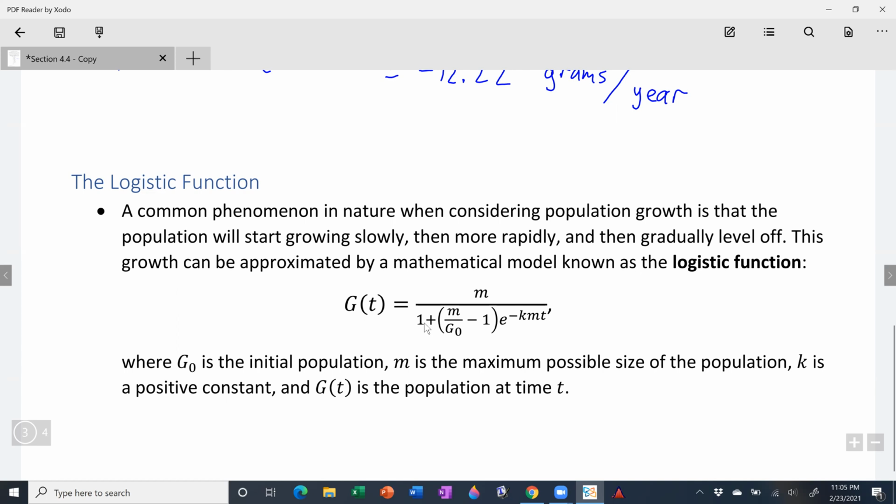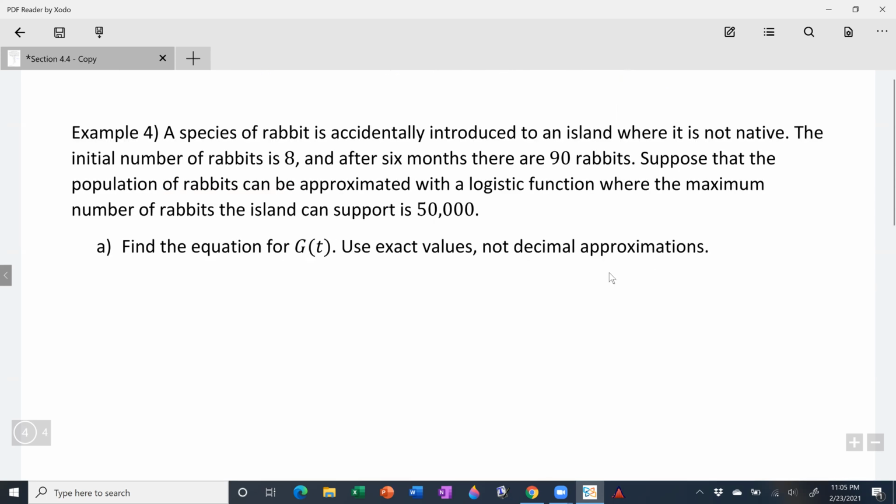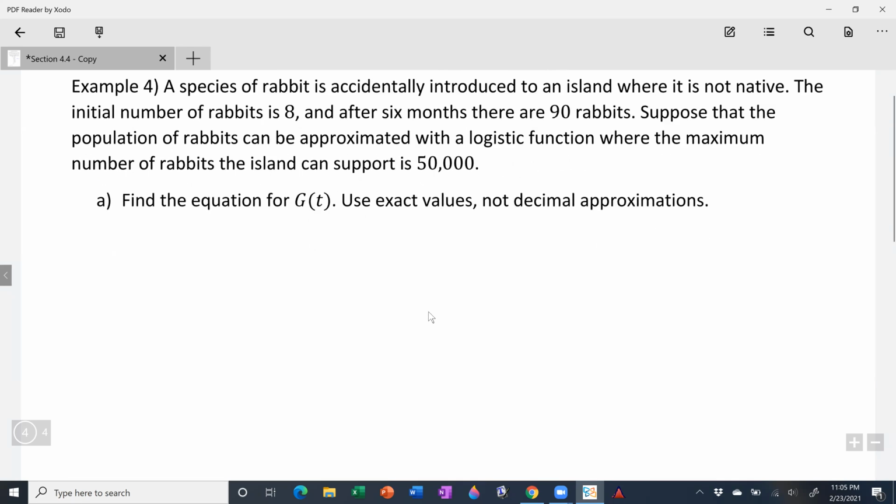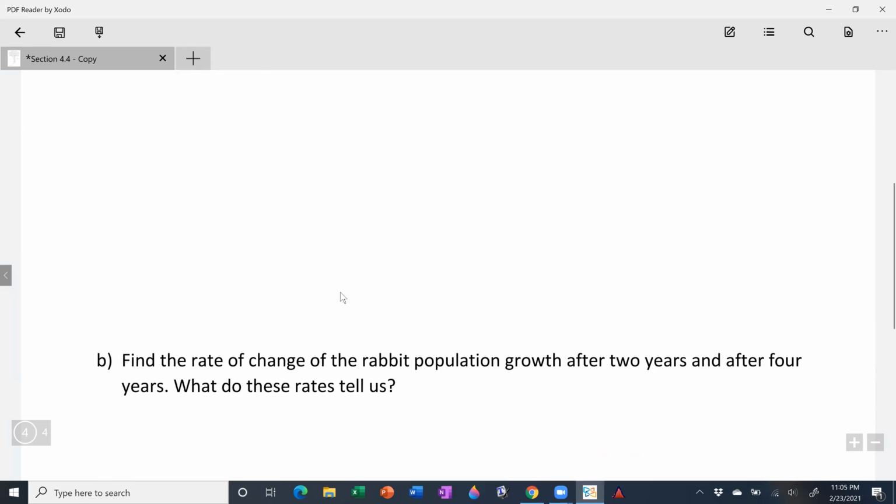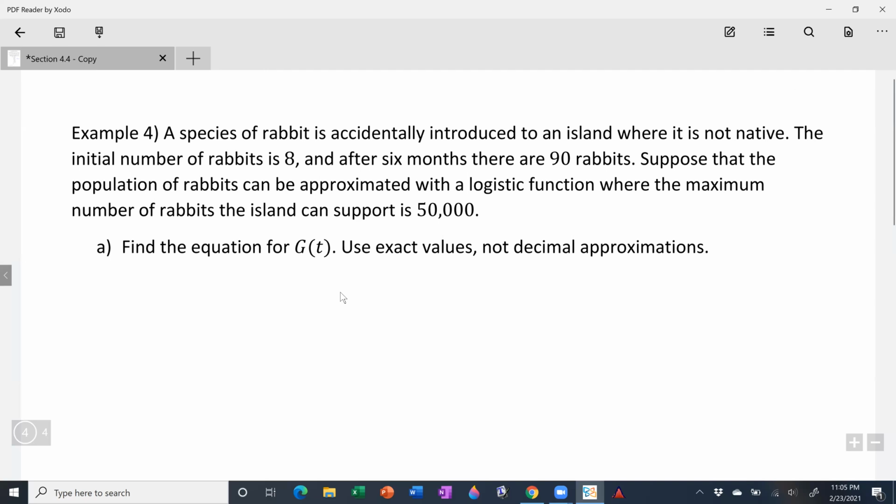Okay, so lots of pieces involved here, and definitely when we start looking at some applications, it becomes a fairly complicated type of problem. But very, very fascinating, and these show up all the time when doing population models. So for this example, we're going to find a logistic function, and then we're going to find a rate of change. This takes a while, so I'll break it up into two separate videos. Okay, so here we go.